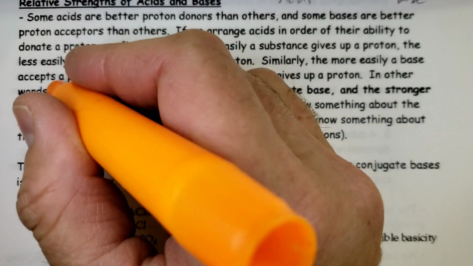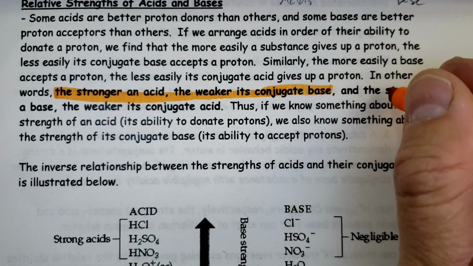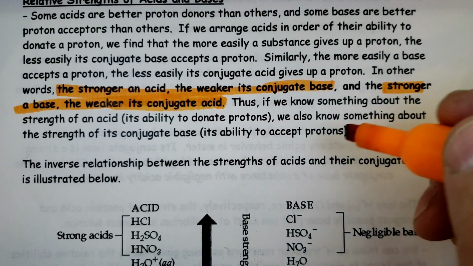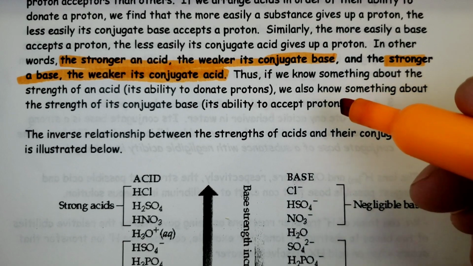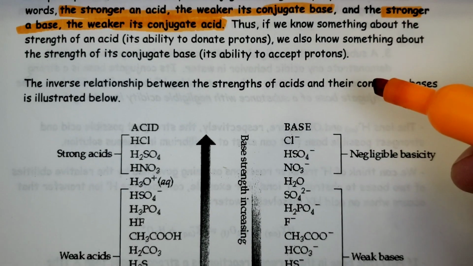In other words, the stronger the acid, the weaker its conjugate base. And the stronger the base, the weaker its conjugate acid. Because remember, they're always paired up in acid-base pairs. Thus, if we know something about the strength of an acid and its ability to donate protons, we also know something about the strength of its conjugate base.